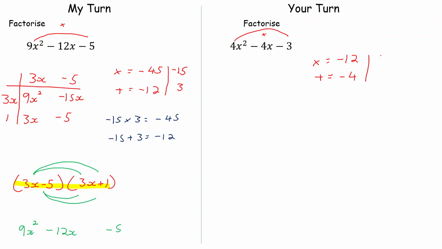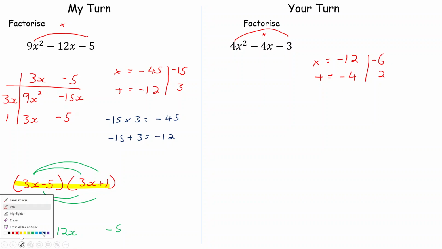And here, if you weren't sure, just try some numbers. Let's try 6 and 2. 6 times 2 is 12, not minus 12, so we're pretty close here. If you did minus 2, which is wrong, well, 6 times negative 2 is minus 12, but 6 add minus 2, or 6 take away 2, is positive 4, not minus 4, so I've got the negative the wrong way around.